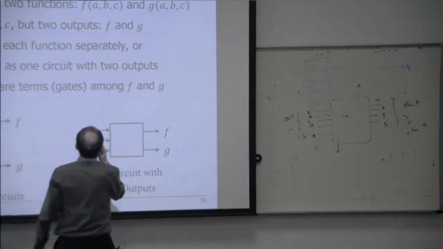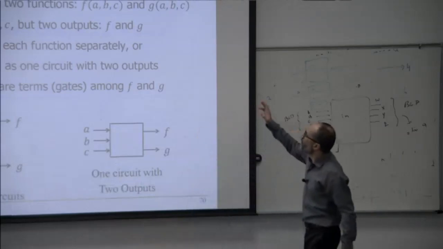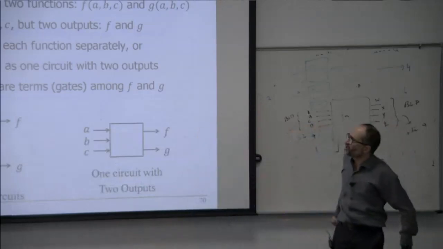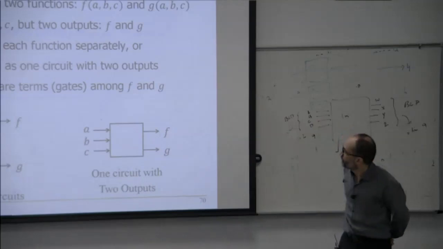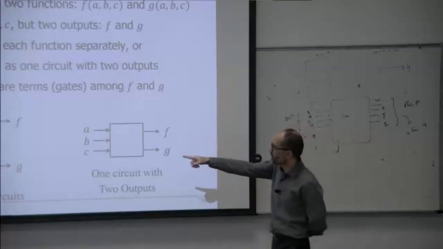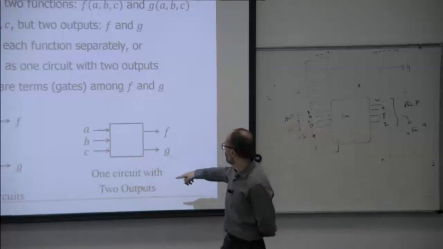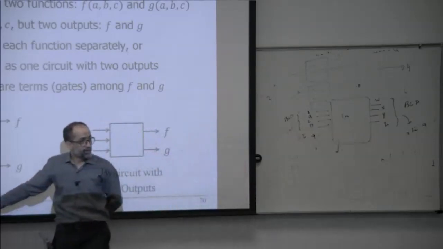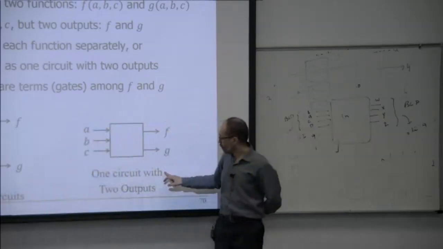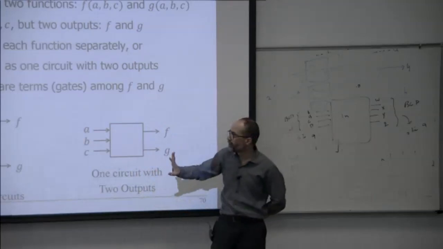Suppose we have 2 functions, F and G. How many functions? 2 functions. How many variables? 3 variables. F is a function of A, B, C, and G is a function of A, B, C. So can we say these are 2 separate circuits, or 1 circuit with 2 outputs? Got it?